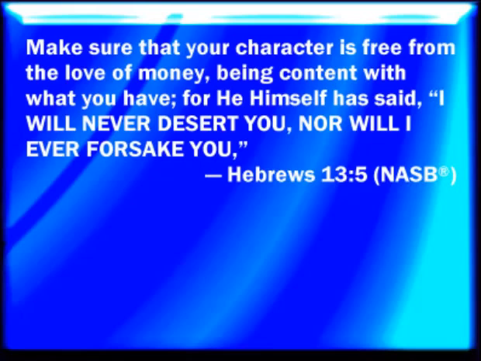"The workers who were hired about the 11th hour came, and each received a denarius. So when those came who were hired first, they expected to receive more. But each one of them also received a denarius. When they received it, they began to grumble against the landowner. 'These men who were hired last worked only 1 hour,' they said, 'and you have made them equal to us who have borne the burden of the work and the heat of the day.'"